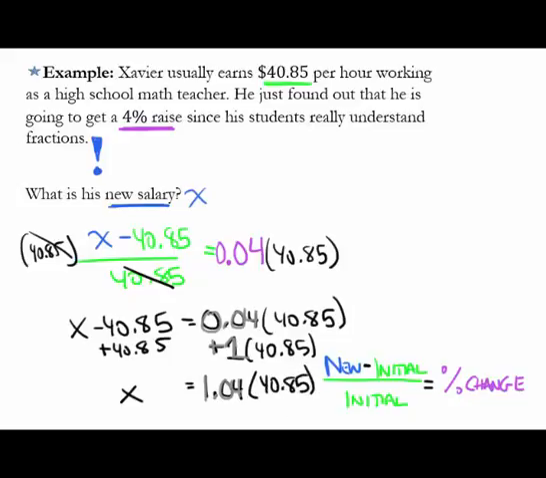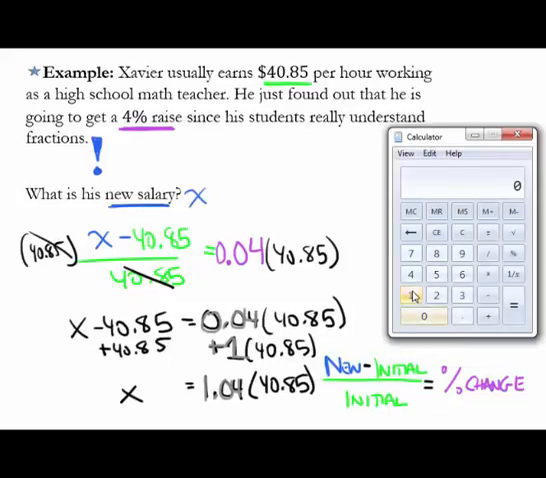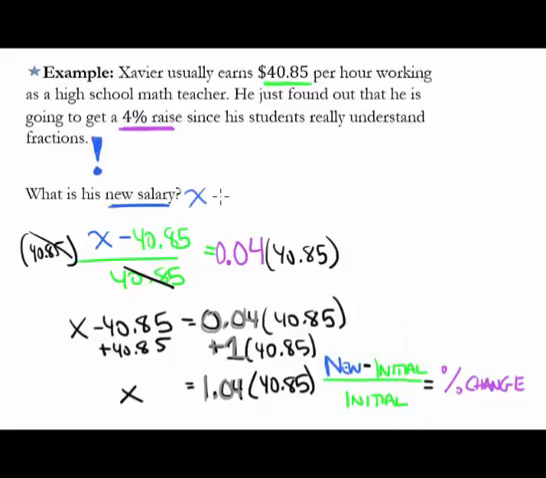And we can find that in our calculator. So I can go 1.04 times 40.85. I press enter, and $42.48. So his new salary is $42.48 roughly. Okay, so we can write x equals $42.48. Now, notice that I did use this formula.